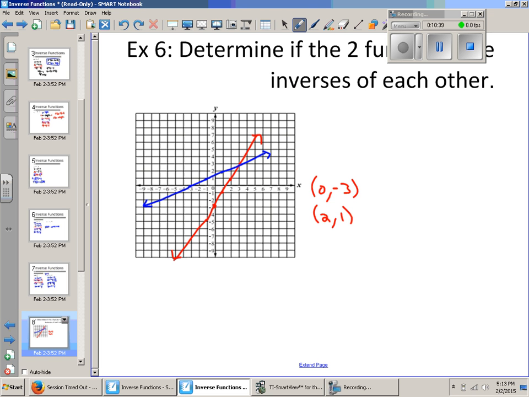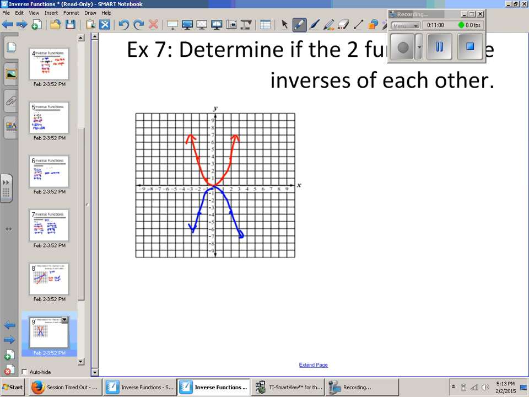You could have selected a couple other points if you'd have wanted. Now I'm going to switch the X and the Y. So I have -3, 0. Is that ordered pair on blue's graph? Yes, it is. Is 1, 2 on the blue graph? Yes, it is. So these two are inverses of each other.